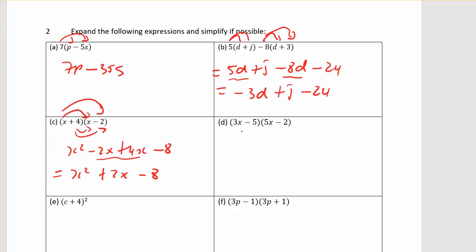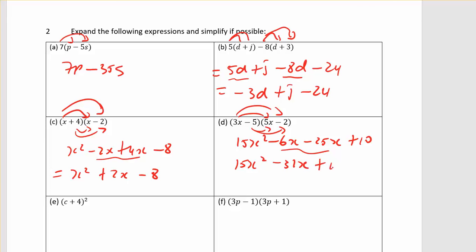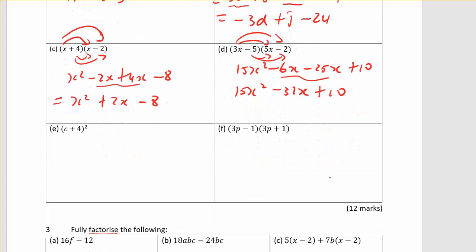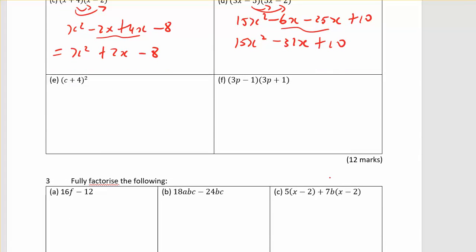Here we've got a, we have to expand it, so 3x times 5x is 15x squared. 3x times negative 2 is negative 6x. Negative 5 times 5x is negative 25x. Negative 5 times negative 2 is positive 10. Okay, combine these two together. So 5x squared, because they're like terms. Negative 6, negative 25 is negative 31x plus 10. And you're done.